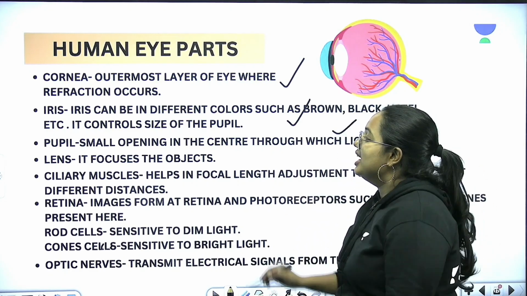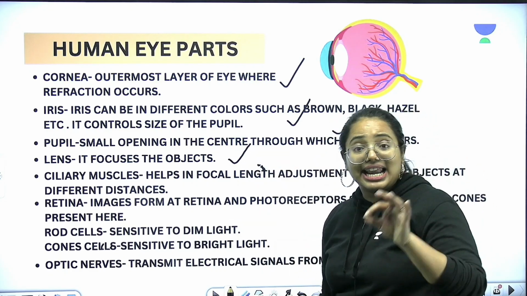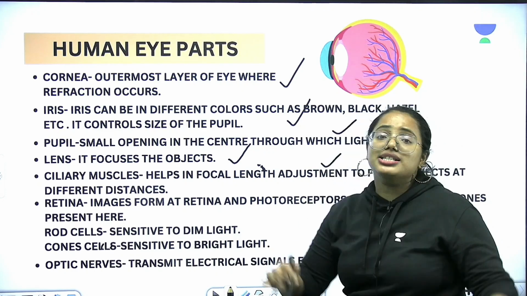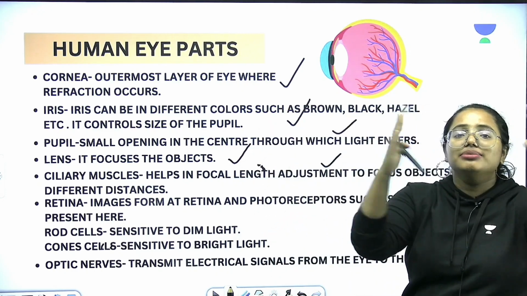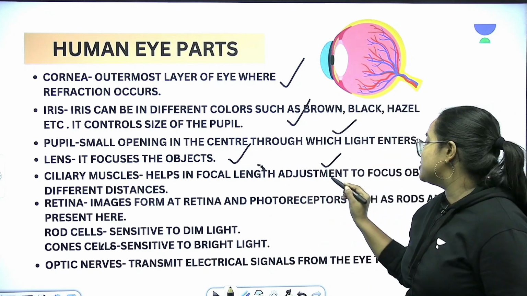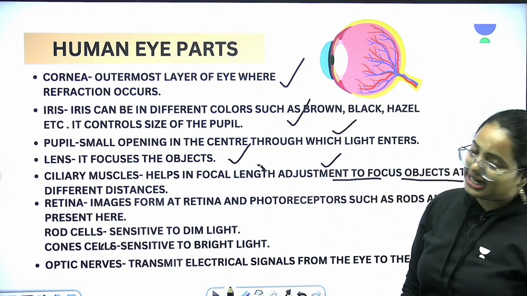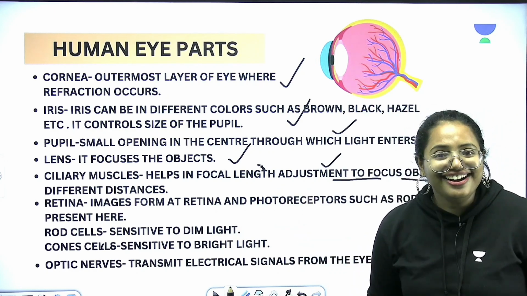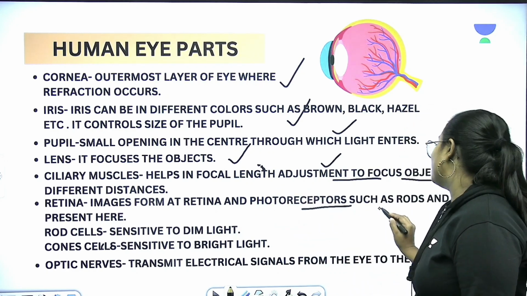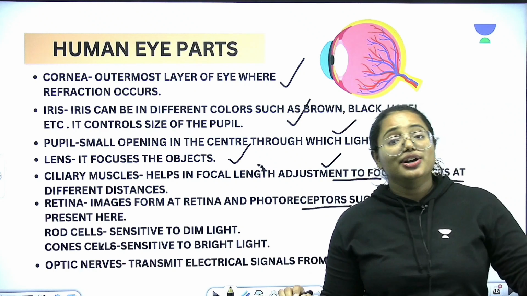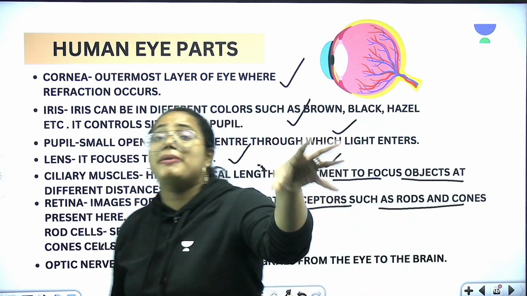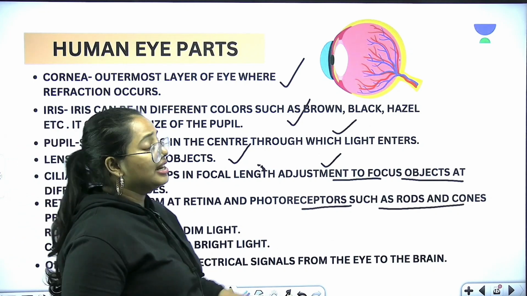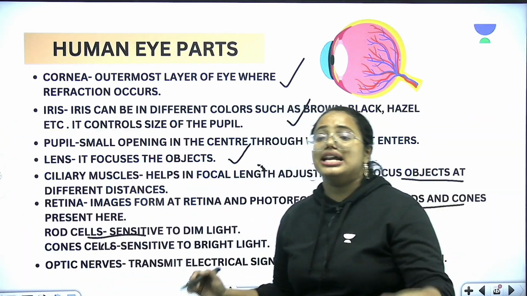Very important. Then we have lens, and lens is going to focus the objects. And we have ciliary muscles which help to adjust the lens. It helps the lens to get adjusted at various distances. And retina. What is retina? Retina is a place where the photoreceptor cells are present. Not only that, that is a place where the images are formed. Very, very important.